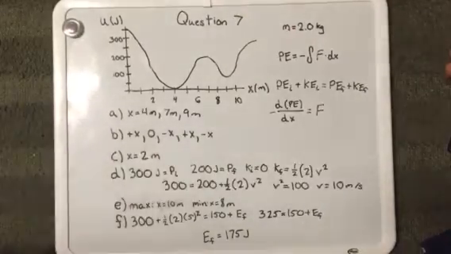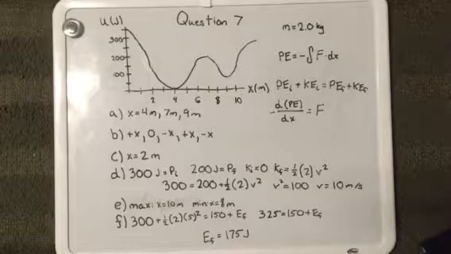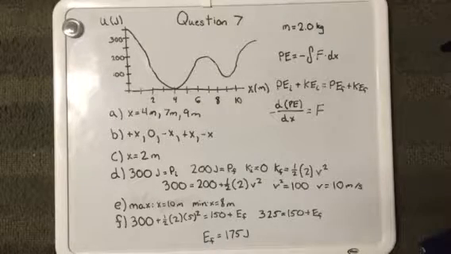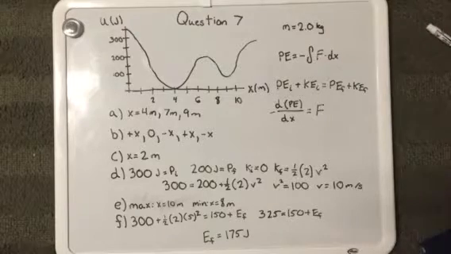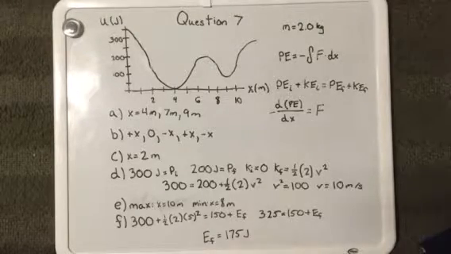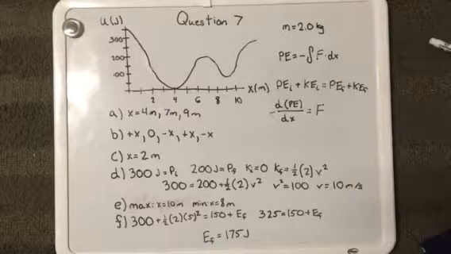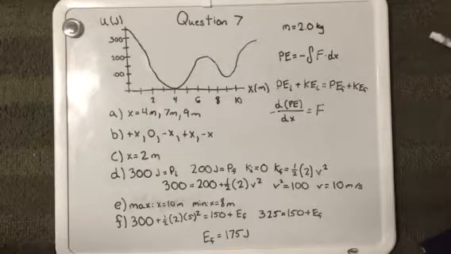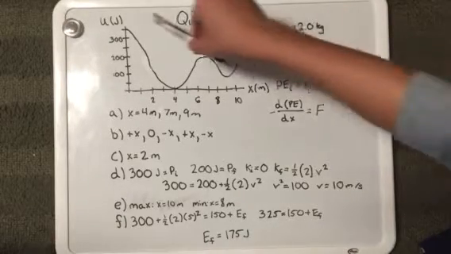For part C, it's asking if the force acting on the object is stronger at x equals 1 meter or x equals 2 meters. So using the same equation that potential energy equals the negative integral of force, we can look at where the slope is greatest, and that's at x equals 2 meters.